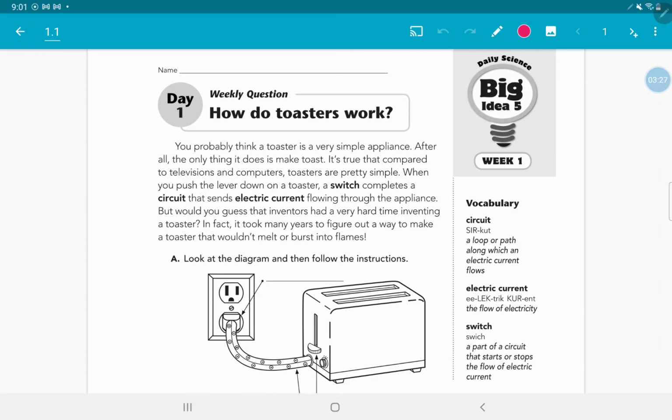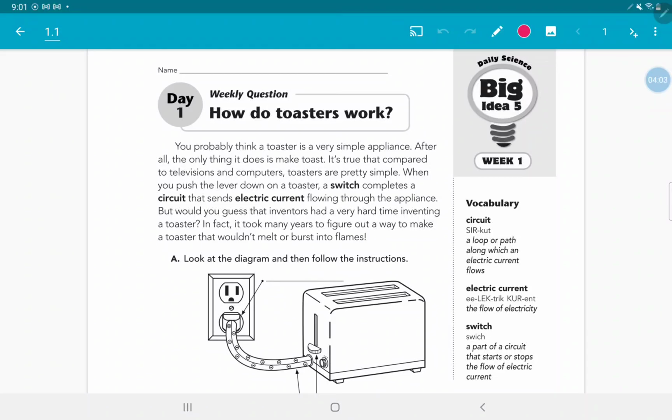So let's think about a toaster. Okay? If I plug in a toaster, what does plugging it in do? Turns it on. It takes the electricity that's flowing through the wires to the outlets, and it's letting it flow, and then when I put some bread in my toaster and I push it down, that completes the circuit. That completes the circuit for it to change that electrical energy to heat.